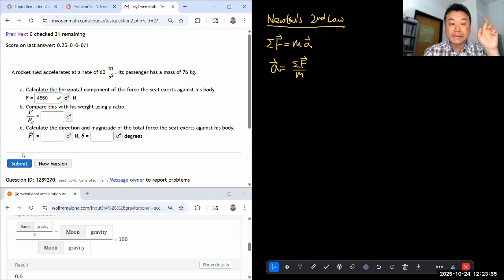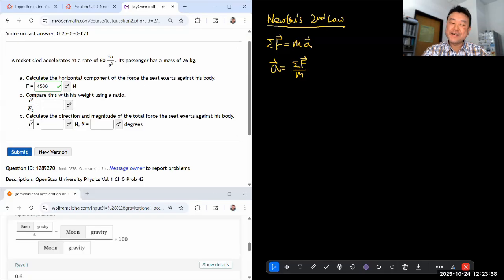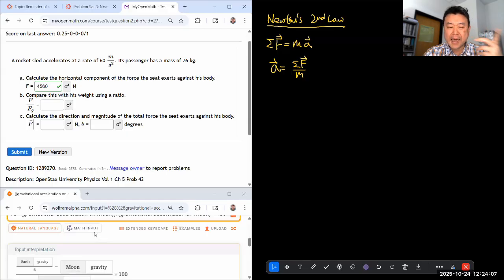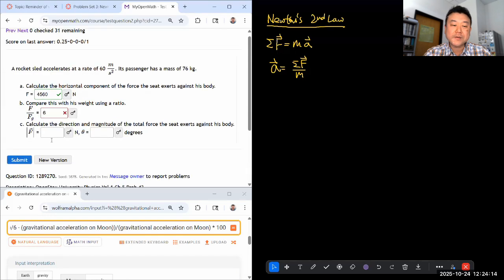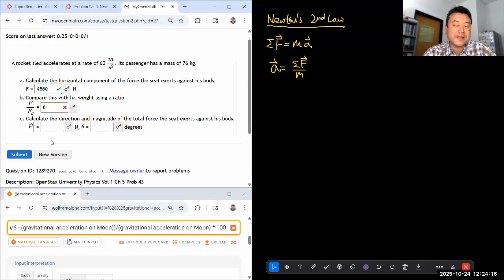Let's check. Okay, good. Two-digit numbers, sometimes people make mistakes. Compare this with his weight using a ratio. So here, if I use 10, then I can do this quickly, like 6. But I think that'll be graded as incorrect because it's off by like 2%, since it's 9.8. So I could correct this, so subtract 2%. So 2% of 6 is, I think, 0.12. So that'd be 5.88, maybe.